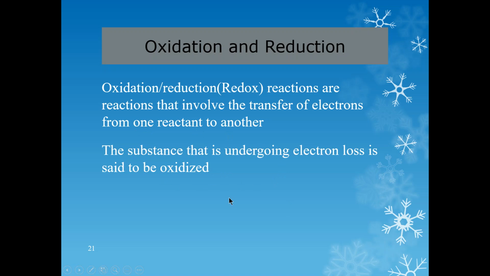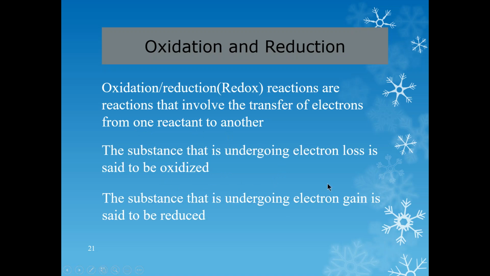So, to look at this in more detail, let's define what we mean by the terms oxidation and reduction. The substance that is undergoing electron loss is said to be oxidized, right? So, oxidation is what is happening when something is losing electrons. And reduction is the opposite, where the substance is gaining electrons. All right. And one thing you need to realize is that where you have oxidation, you must have reduction, right? If something is losing electrons, then another substance must be gaining electrons. So therefore, you simply cannot have one without the other.